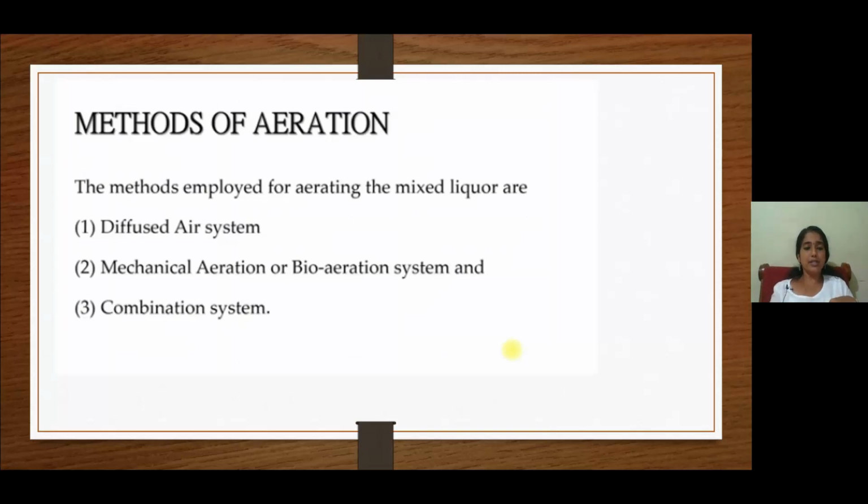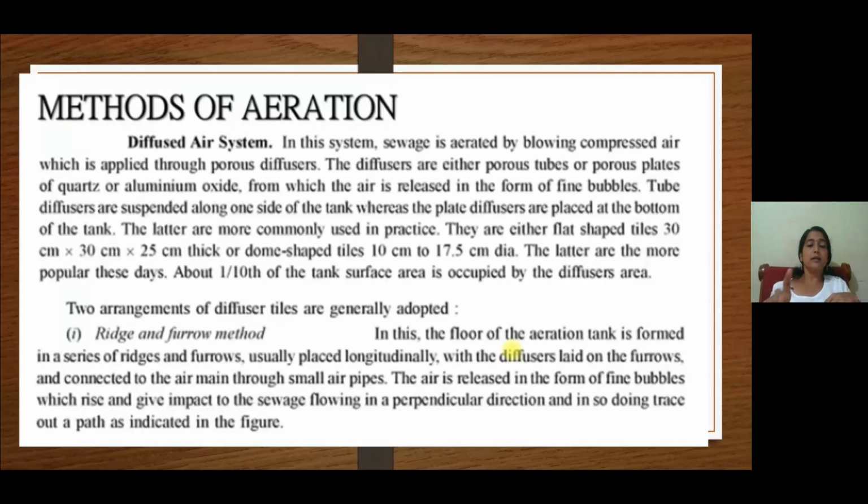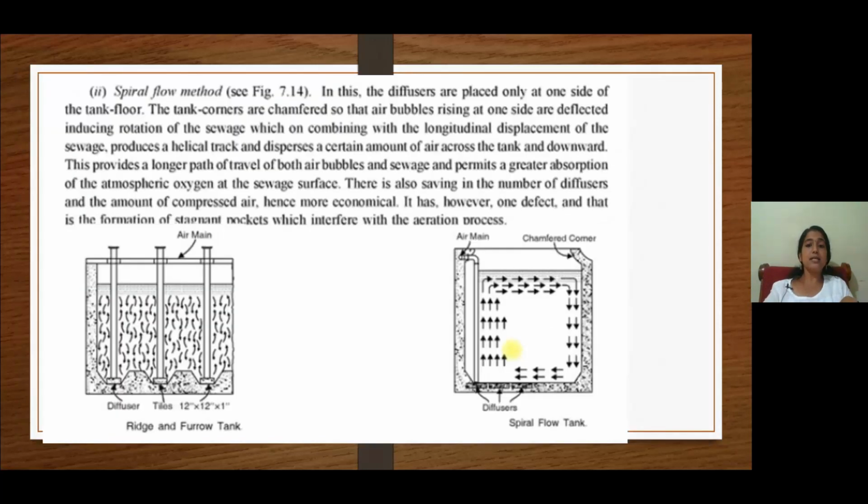Then methods of aeration. There are three methods of aeration used in the activated sludge process. First one is the diffused air system. Second one is the mechanical aeration system. Third one is a combination of these two. The first one is the diffused air system. In this, the first one is the ridge and furrow method. The second one is the spiral flow method.